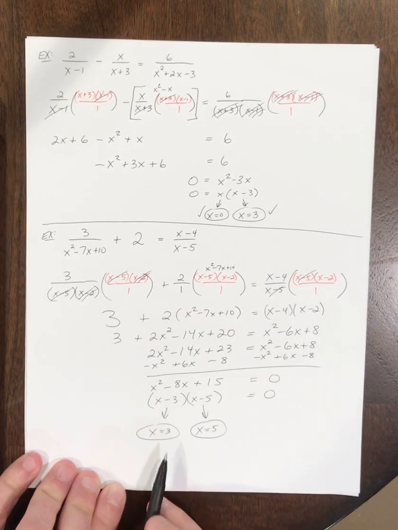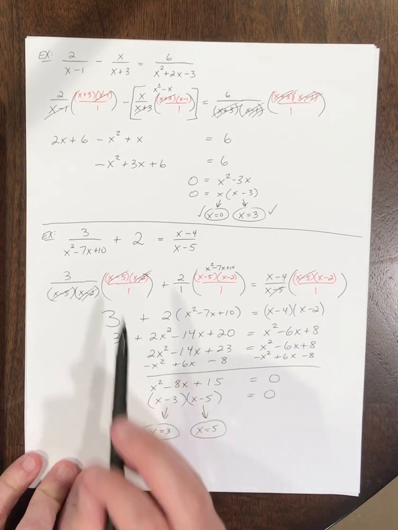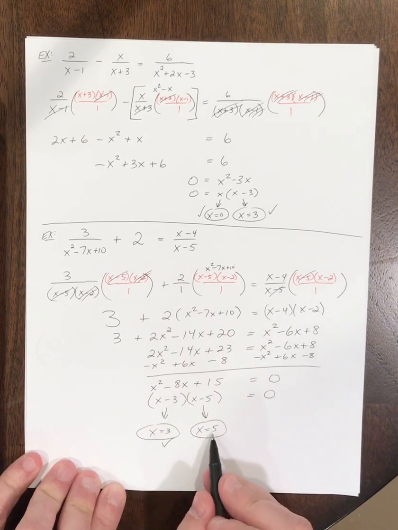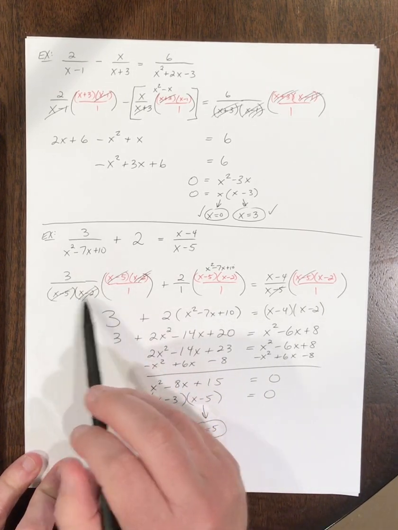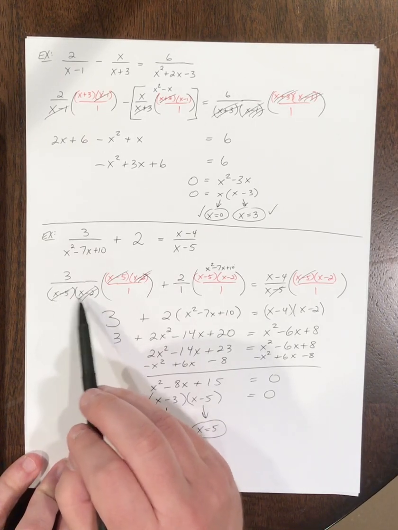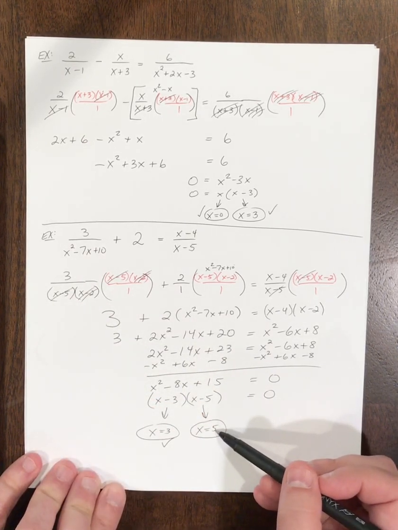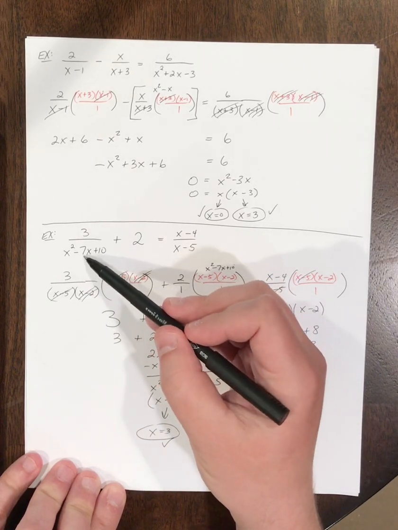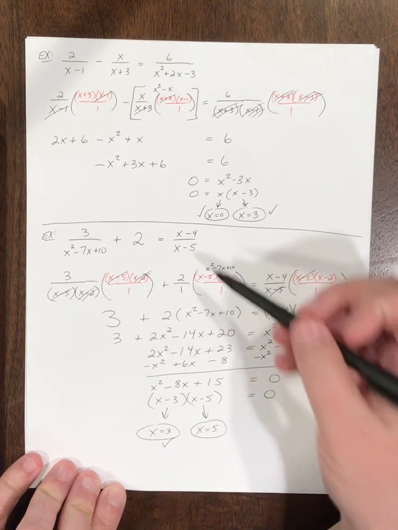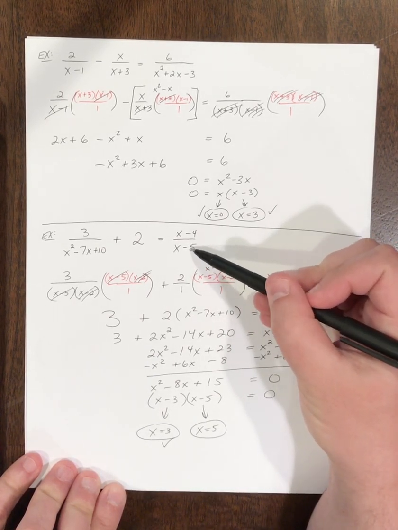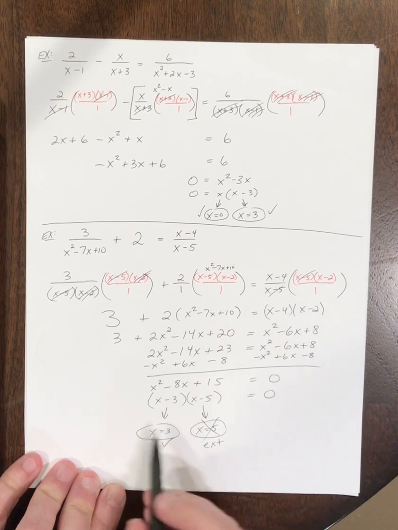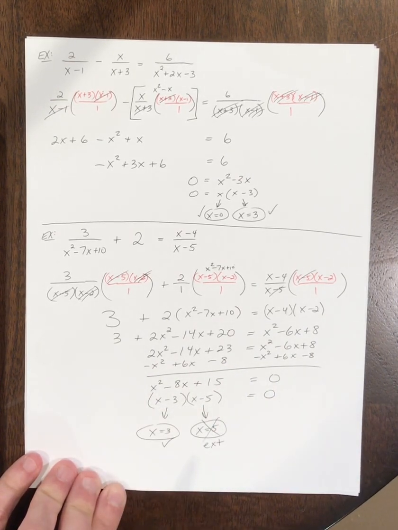Now I have to check these against the original. The 3 is fine. The 5 is not fine. Right? You can't plug it in here. This was the factored original. You could see it here if you just substitute the 5 in. You'd have 25 minus 35 plus 10. That's 0. That's bad. It's easier to see on this fraction. Right? 5 minus 5 is 0. So this 5 is extraneous. You can't use it. So the only solution to this problem is x equals 3.